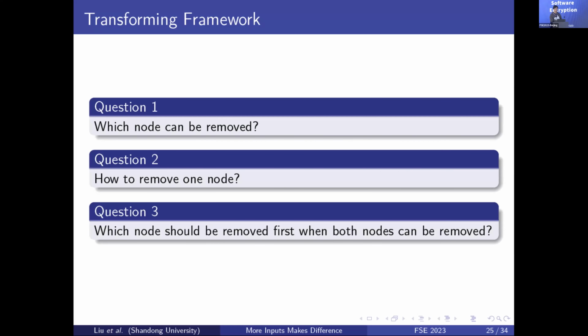And before we introduce the framework, we have 3 questions to answer. The first question is, which node can be removed when we receive an implementation of the linear layers? And question 2 is how to remove one node when we find the nodes can be removed. And the third question is, when we find both nodes can be removed, which node should be removed first? And if we answer the 3 questions, the transforming framework is done. So we try to answer the questions.